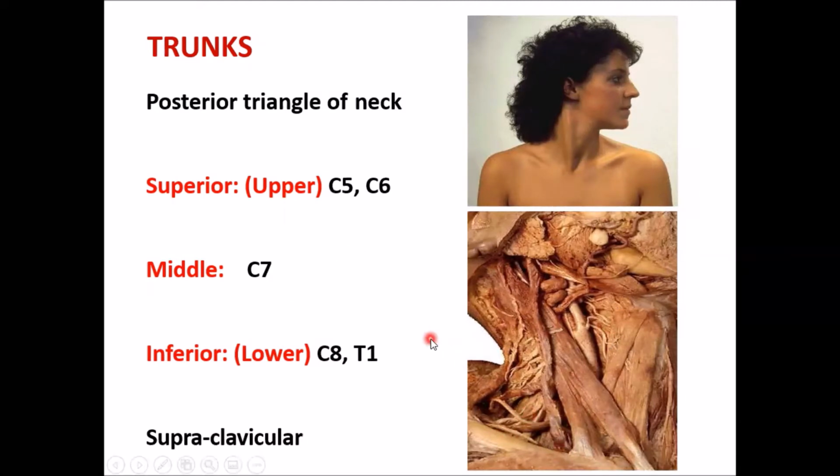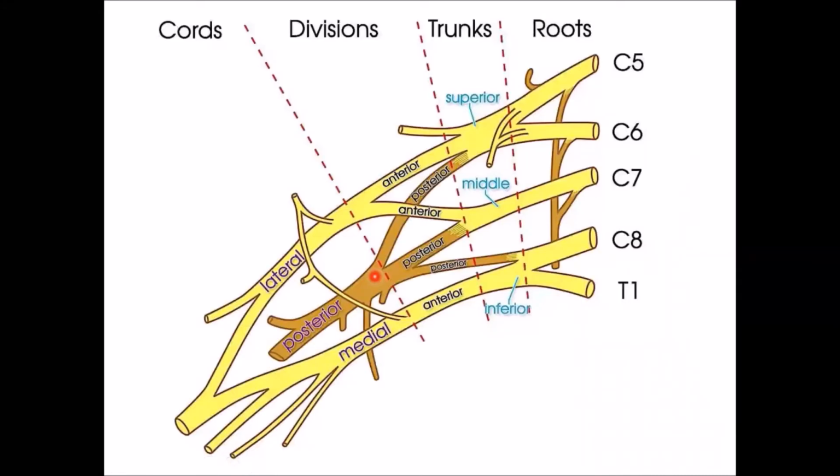There are 3 trunks, as I mentioned before: upper trunk, middle trunk, and lower trunk. Upper trunk is formed by C5, C6. Middle trunk is the continuation of C7, and lower trunk is formed by C8, T1. You have to remember this formation and root values as well. Again, in this picture, you can see C5 and C6 join to form upper or superior trunk. C7 continues as middle trunk, and C8, T1 join to form inferior trunk.